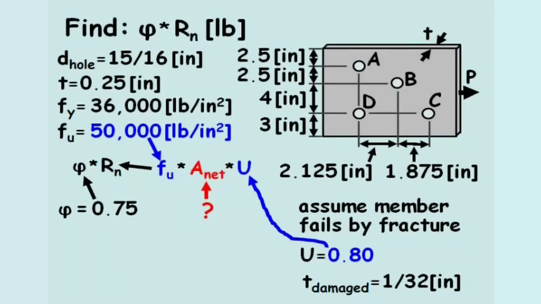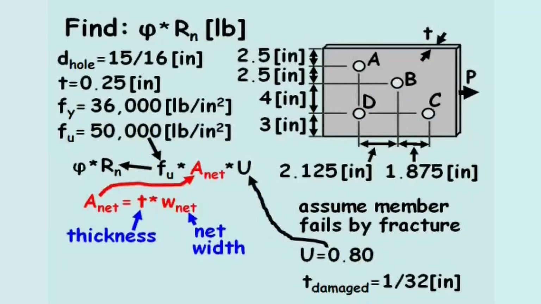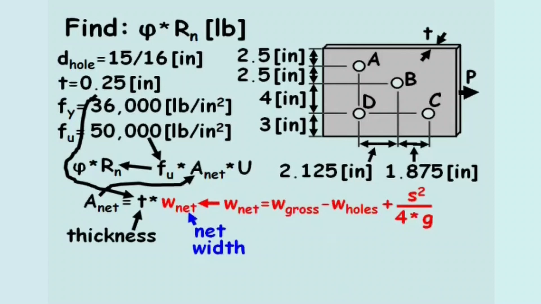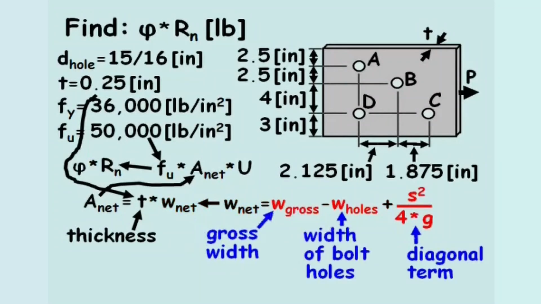The net area of steel equals the thickness of the steel member, t, times the net width of the member, W net. We've been provided the thickness as t equals 0.25 inches. The net width of the member equals the gross width of the member minus the width of the bolt holes plus a term for all diagonal segments along the given failure path.